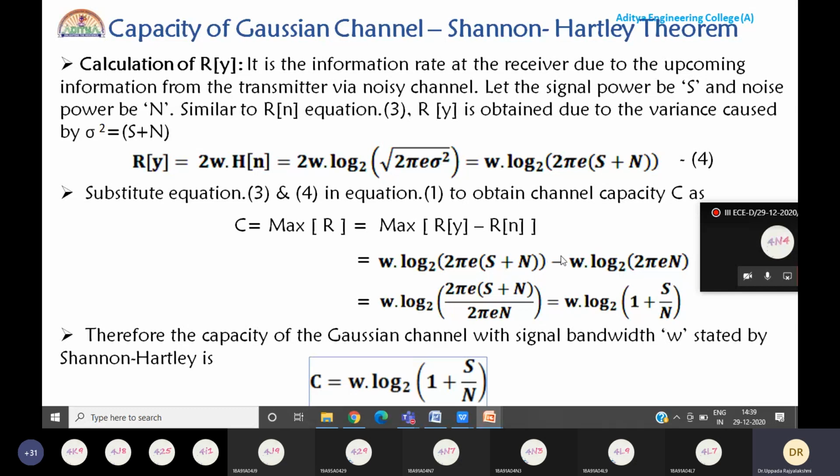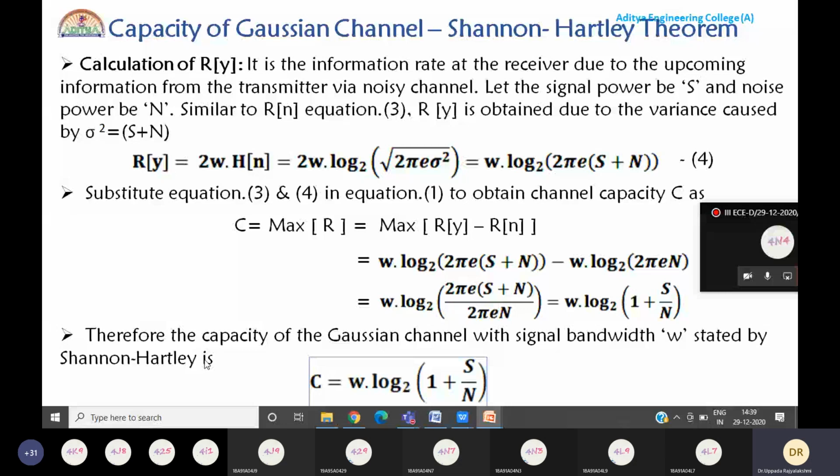Now once again this is in the form of log A minus log B, so I can write this as log of A by B. So omega log of 2 pi E of S plus N divided by 2 pi E N. If you take omega as common, it is log A minus log B, so I can write this as log of A by B. So this is equal to omega into log 1 plus S by N base 2. So finally, if you observe this equation, we can conclude that channel capacity is omega log 1 plus SNR base 2. Okay, this is our Shannon-Hartley theorem.